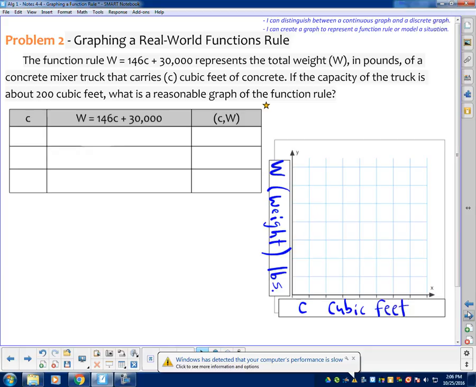Okay, if I plug in 0 here, what am I actually calculating? The weight of what? And it's not nothing. There's still 30,000 pounds there. What does the 30,000 pounds represent? Weight of what? Nothing. Air doesn't weigh that much. Okay, what am I hauling the concrete in that weighs 30,000? Yes. Okay. So the first coordinate is 0, comma 30,000.